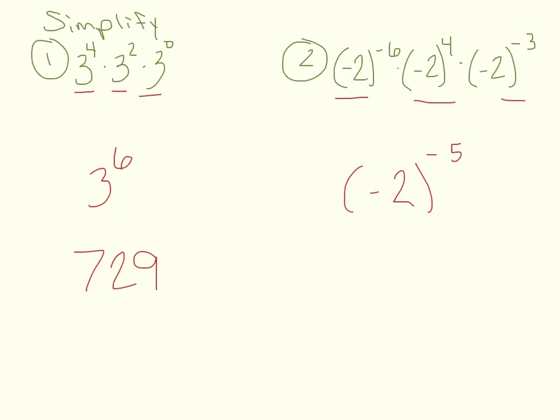Now remember from yesterday, anything with a negative exponent goes to the bottom. So this becomes 1 over negative 2 to the positive 5. And negative 2 to the 5th is negative 32. Make sure when you're plugging that in your calculator, use parentheses. Okay, so 1 over negative 32.